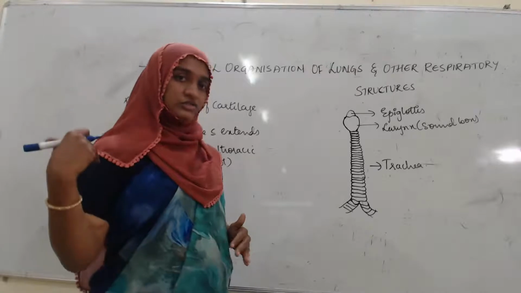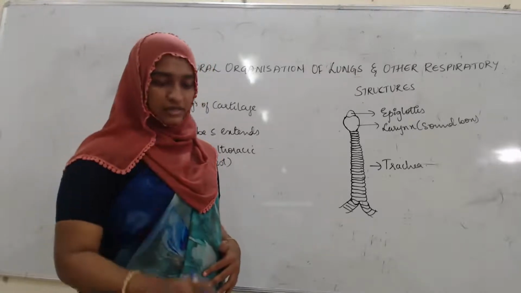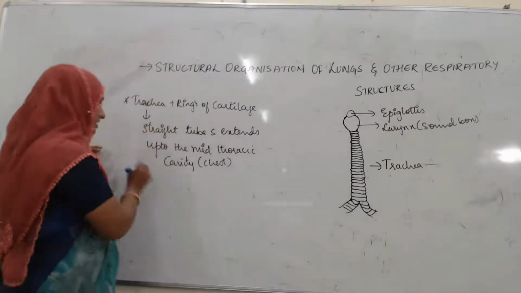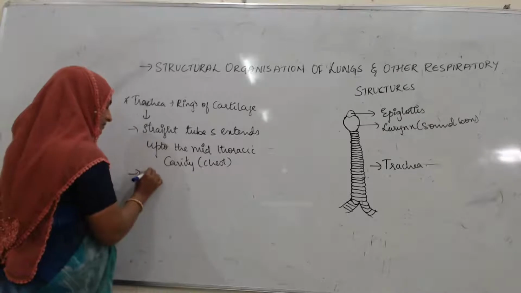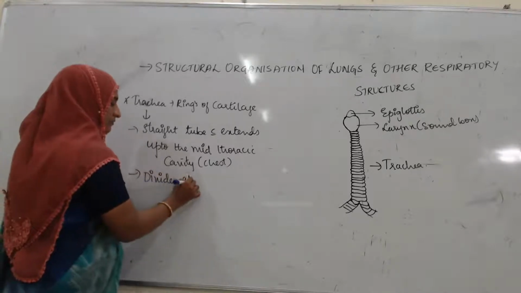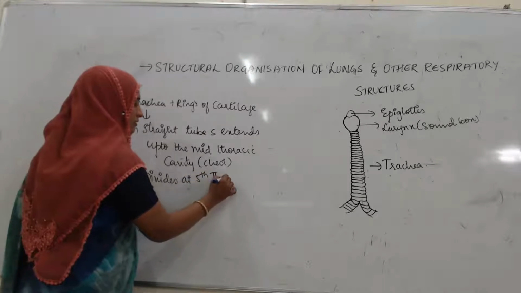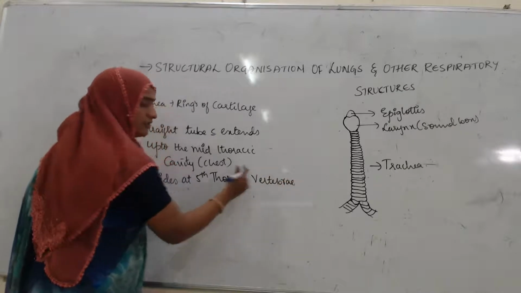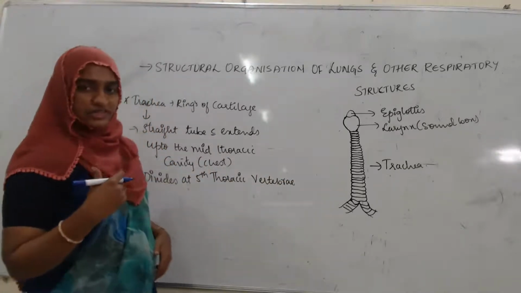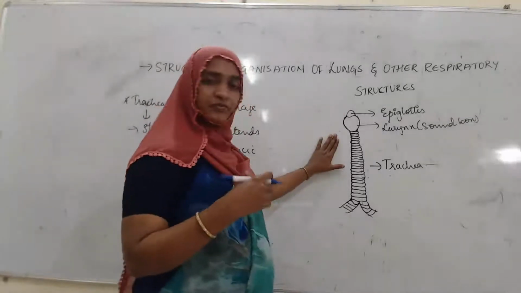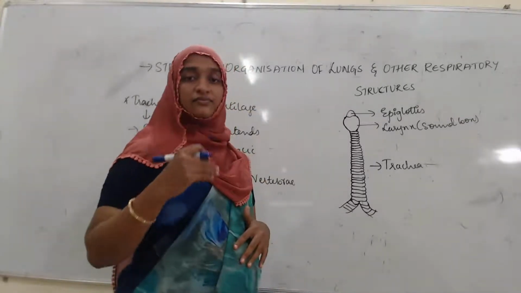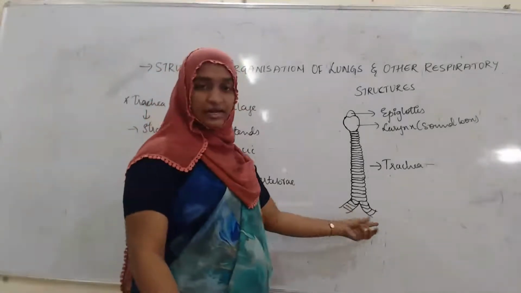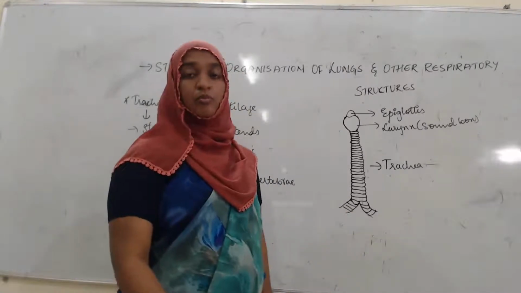If we see dorsally at the fifth thoracic vertebrae, here you see, this trachea divides at the fifth thoracic vertebrae. Not ventrally. If you see from the dorsal side, it is going to divide at the fifth vertebrae into the left and the right pulmonary bronchi.